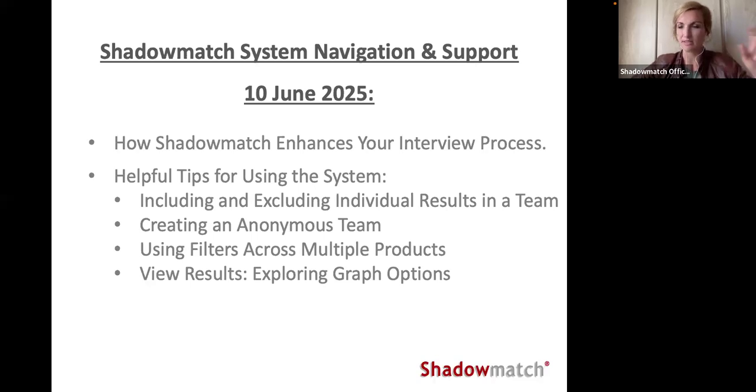So you'll see it's jumping across different functionalities on the system. We'll be looking at including and excluding individual results in a team, how you can easily use all your data together in a team profile, how to create an anonymous team, then using filters across multiple products. So if you may be using Shadowmatch and SkillsGrid or Shadowmatch and Stress Mapper, for instance. And then lastly, just a quick review of your results options. So when you're working with individual results, which graphs can you work with? So yeah, that's the content of today.